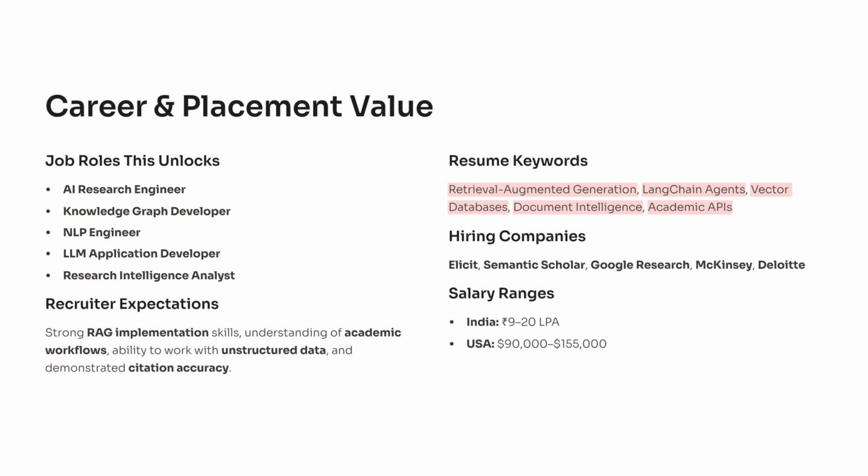Your resume will instantly benefit from keywords like LangChain agents, academic APIs, RAG systems, document intelligence, and vector databases, which are heavily searched by technical recruiters. Hiring opportunities exist at places like Elicit, Semantic Scholar, Google Research, McKinsey, and Deloitte, with salaries ranging from 9 to 20 lakhs in India and $90,000 to $155,000 in the US. This is the kind of project that not only boosts your portfolio but also proves you can build real automation that saves organizations hundreds of research hours.